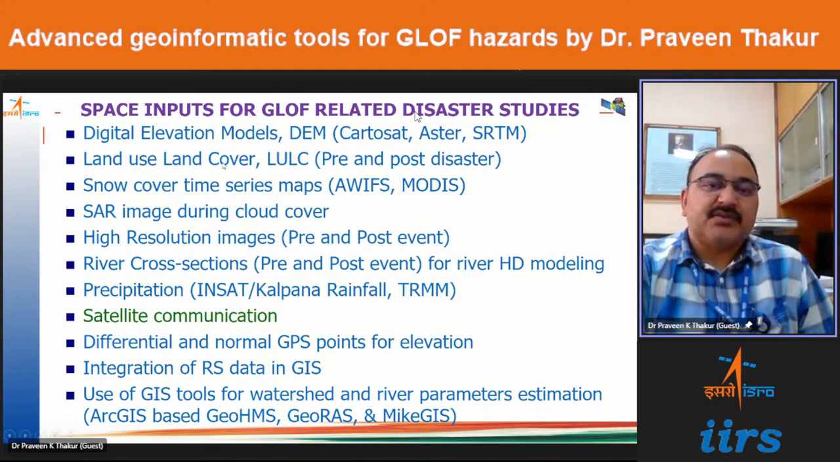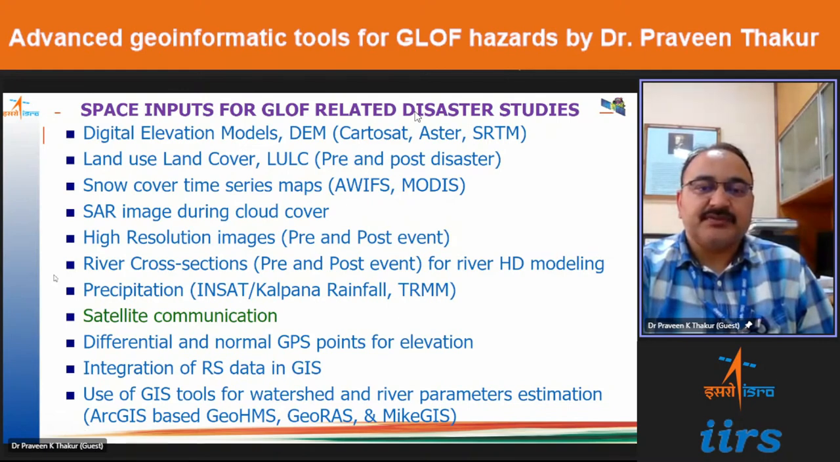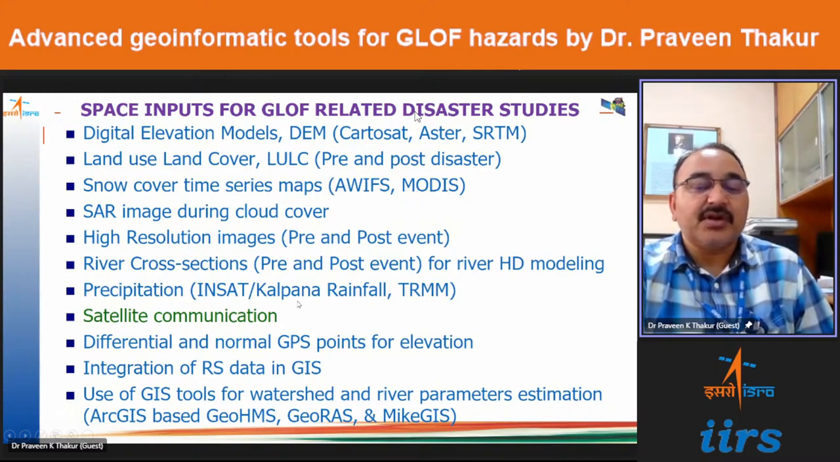And then land use land cover map, snow cover time series map, SAR images, especially during the severe weather condition. Then you have the high resolution images pre and post event, river cross section which will be required for modeling that you derive from the DEM. Precipitation from the satellites can be incorporated in case you don't have the real-time weather station there. Satellite communication in case of the breach, and or if you have installed some early warning system.